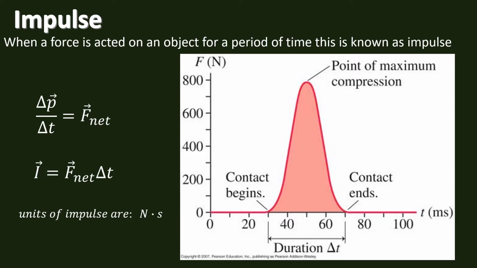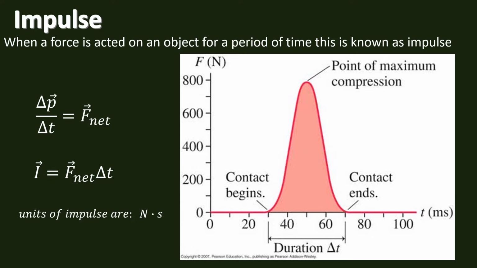Let's talk a little bit about something called impulse. When a force is acted on an object for a period of time, this is known as impulse. So impulse is equal to the net force, or the average force, it could be called either one, times delta t. And we denote this not by plain t, but by the delta, to let us know that this is going to be a very small increment of time. The units of impulse are newton seconds, and they are actually the same units as momentum, which are kilograms times meters per second. But in this case, it'd be appropriate to use newton seconds.